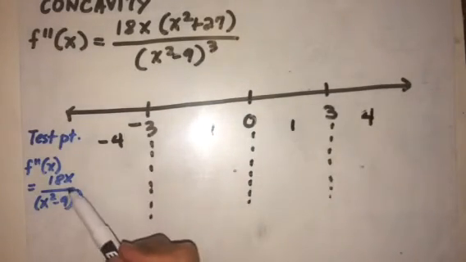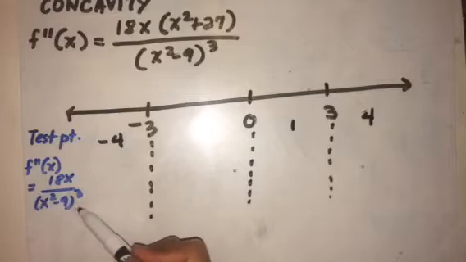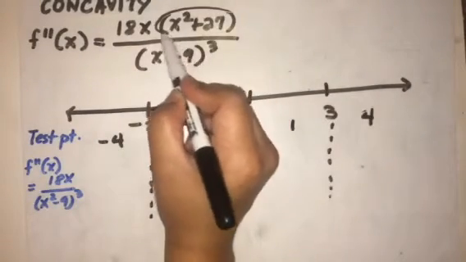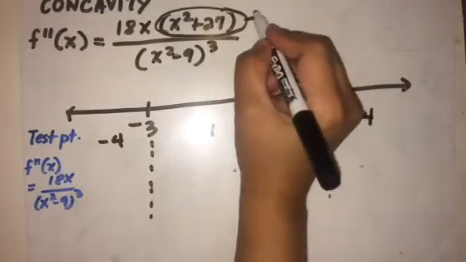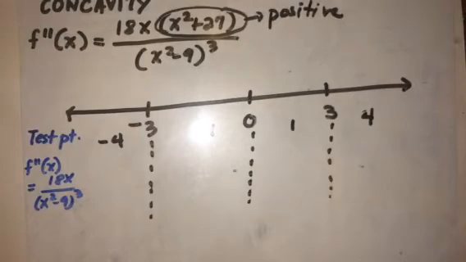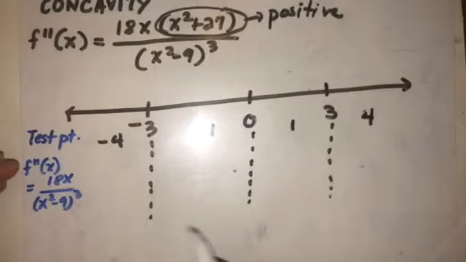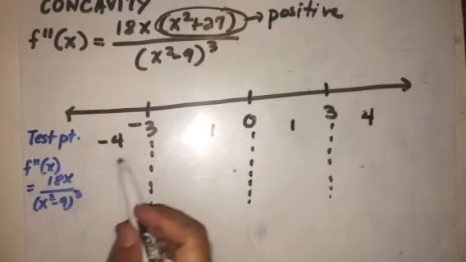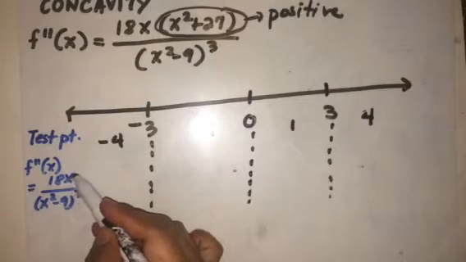And I only actually need to plug it into 18x over (x squared minus 9) cubed, since this factor right here, x squared plus 27, will always be positive. I'm only concerned with whether the second derivative will be positive or negative. So I'm plugging in -4 right here.